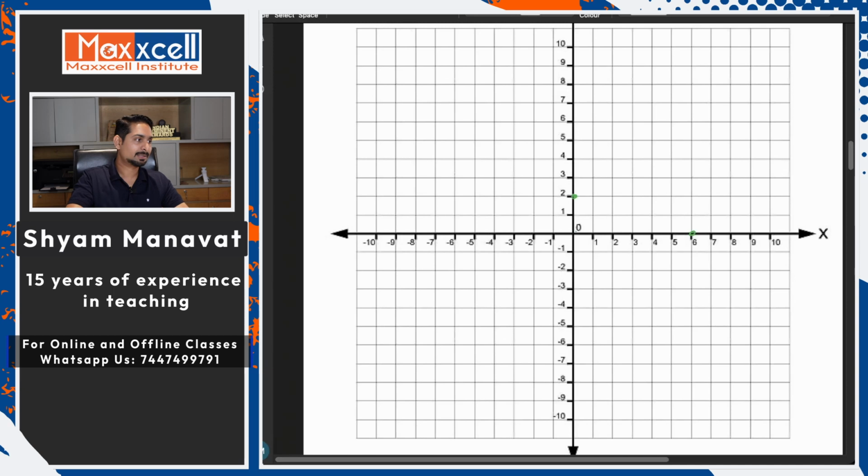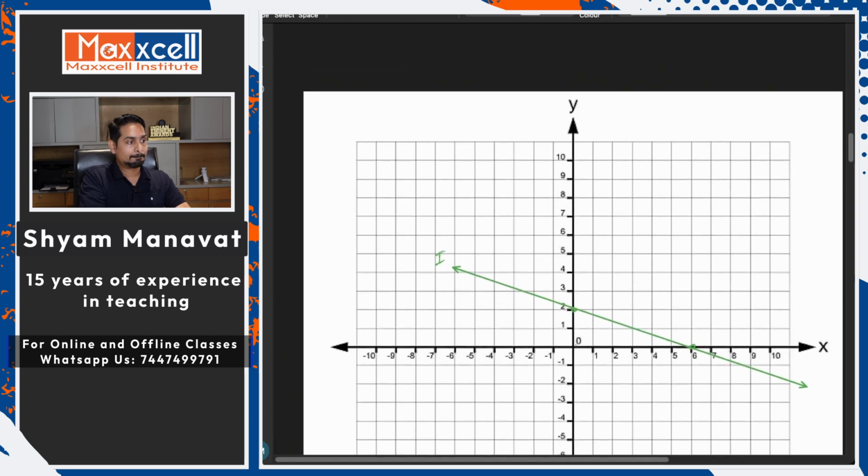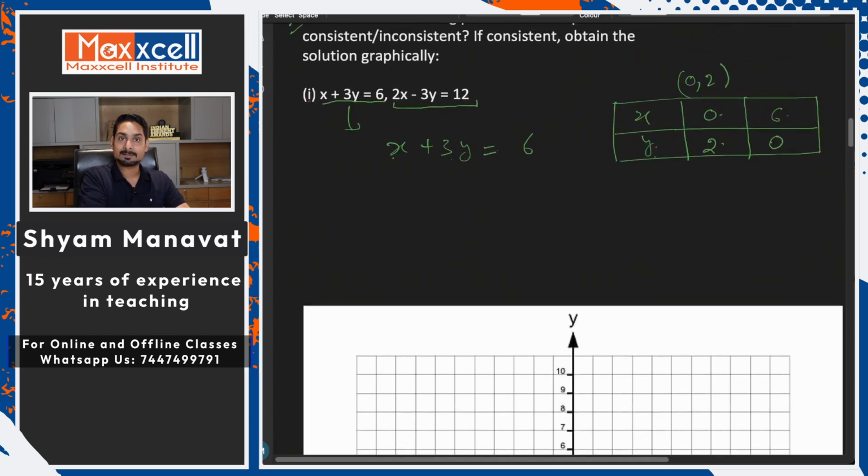Now let's join these 2 points and draw a line. Let me extend the other side also. Perfect. This is the first line. Let me make it a little thicker. Good. This is your first line. Are you okay with this? A line which has come from equation number 1.